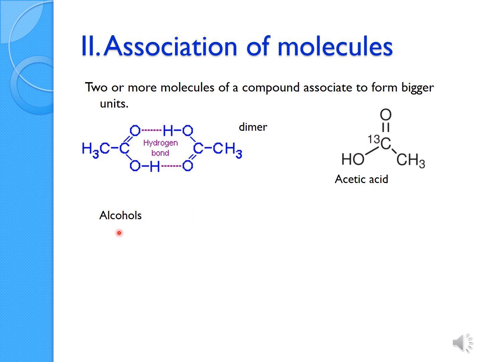Another example is alcohols. There is extensive association in alcohols. Say for example, this is an alcohol CH3CH2OH, ethanol, right? This is one ethanol molecule, this is another ethanol molecule. You can see a hydrogen bond formed between the hydrogen atom of the first ethanol molecule and the oxygen atom of the second ethanol molecule, right? Now this hydrogen can also associate with another oxygen atom of another alcohol. So in this way, a number of alcohol molecules can associate together.